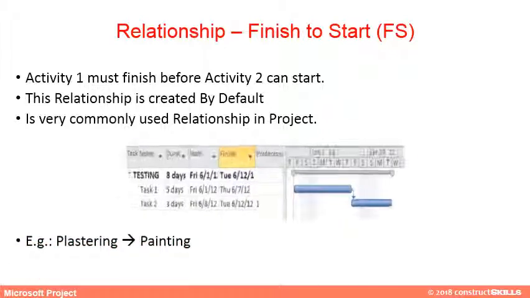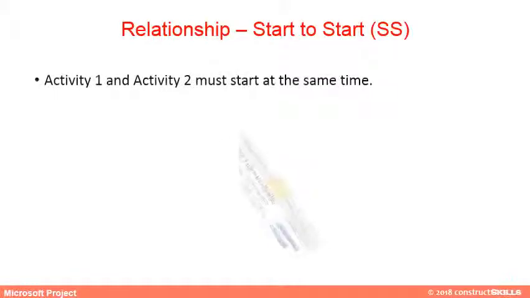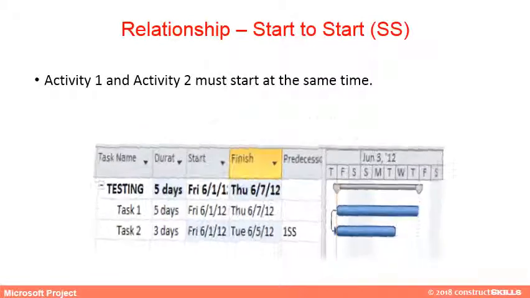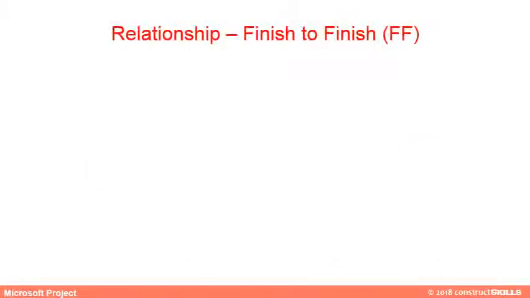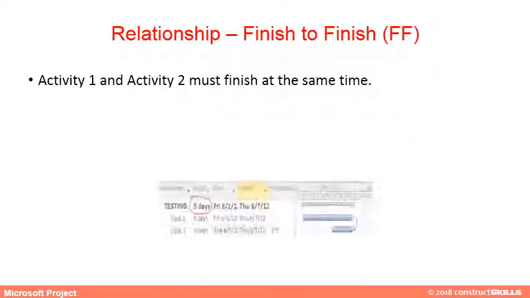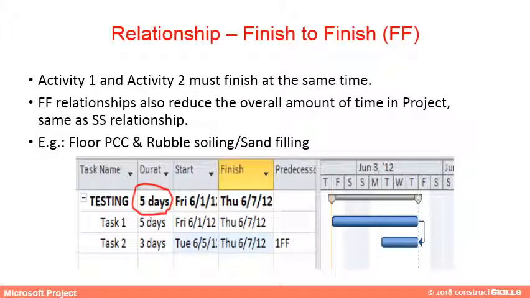Example: plastering and painting. Start to start: activity 1 and activity 2 must start at the same time. An example is the relationship between footing excavation and pit dressing, sand filling. Finish to finish: activity 1 and activity 2 must finish at the same time. These relationships also reduce the overall amount of time in the project. An example is the relationship between floor PCC and rubble soiling.